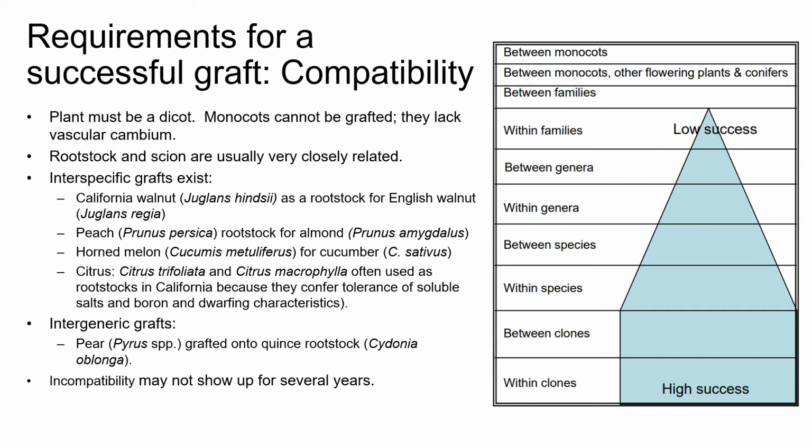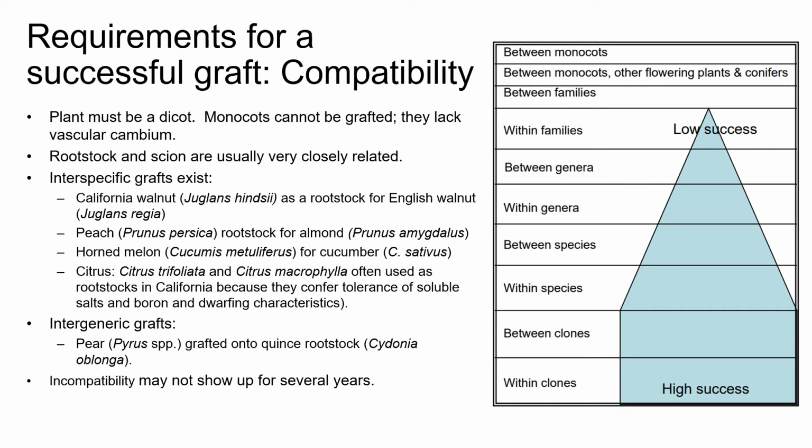Examples of interspecific grafts include the use of California walnut, Juglans hindsii, as a rootstock for English walnut, Juglans regia. Horned melon, Cucumis metuliferus, is used for cucumber, which is Cucumis sativus, and Citrus trifoliata and Citrus macrophylla are used for many citrus varieties. An example of an intergeneric graft is pear, which is a Pyrus, which is grafted onto quince rootstocks, which is Cydonia oblonga.